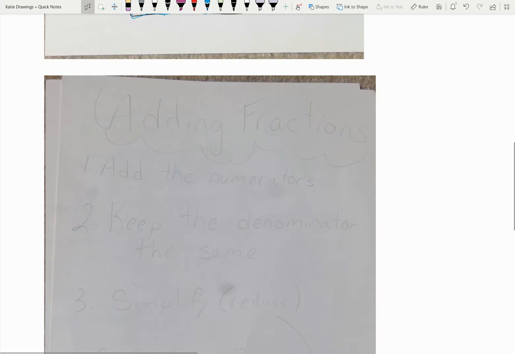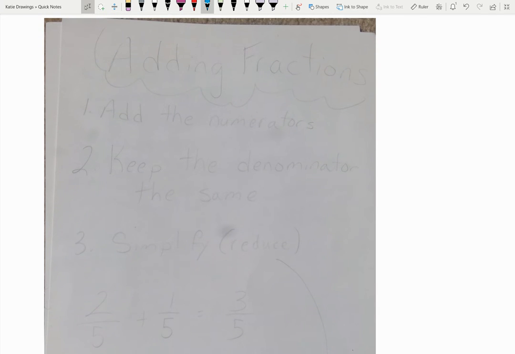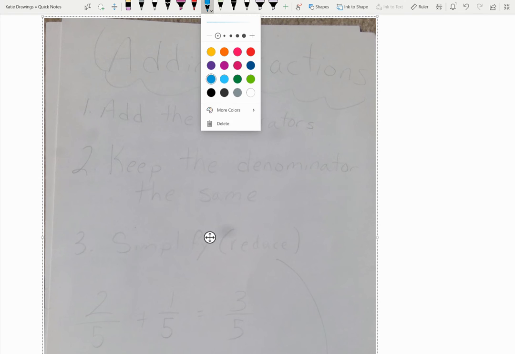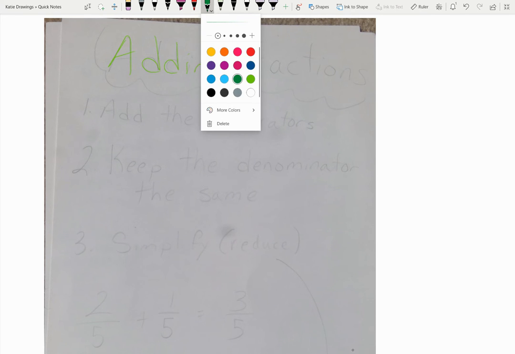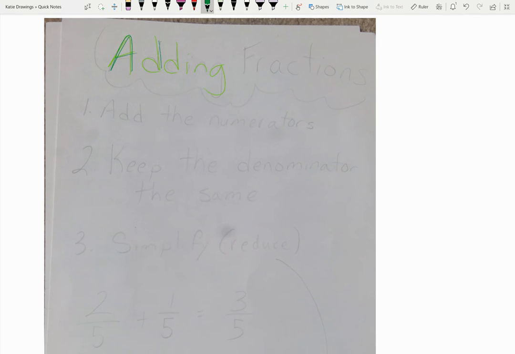But now today we're going to go over how to add these. So let me do green. We're going to add. This is a very light green. It's not an olive green. So we're going to be adding. So go ahead, either on the same paper or on the back, or if you like to just get new ones, write adding fractions. So this is going to be today's lesson. That was just a quick review.